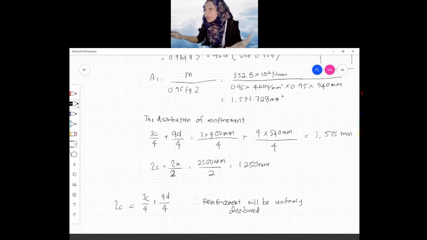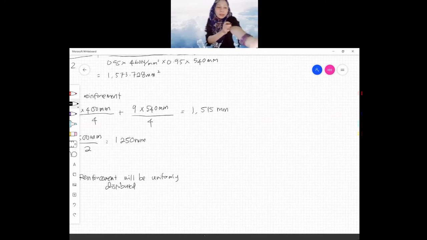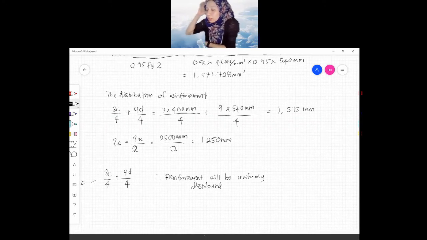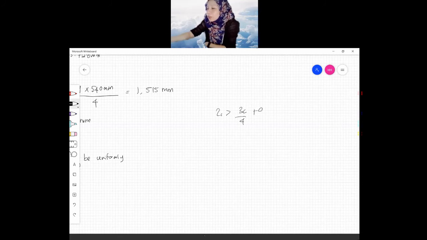If you round up even higher, 3,100, it might no longer be enough to satisfy LC less than 3C over 4 plus 9D over 4, LC will be bigger. So when it is bigger, for example, I'm explaining this because I explained yesterday but I'm afraid you didn't understand. I'm just going to give you some more ideas about it. Because I rarely get a situation where LC is bigger than 3C over 4 plus 9D over 4, when you calculate and get bigger.